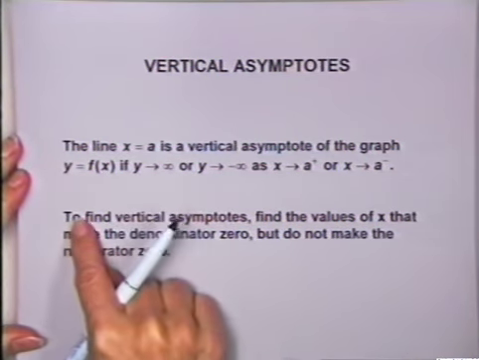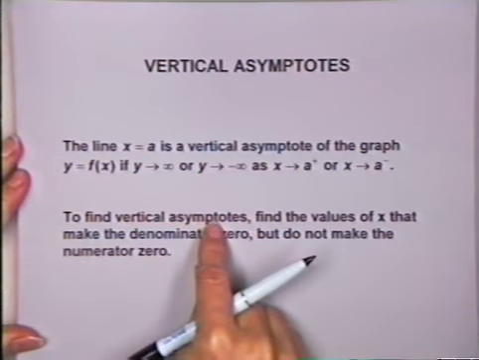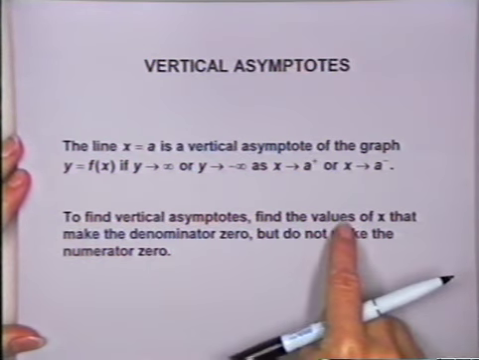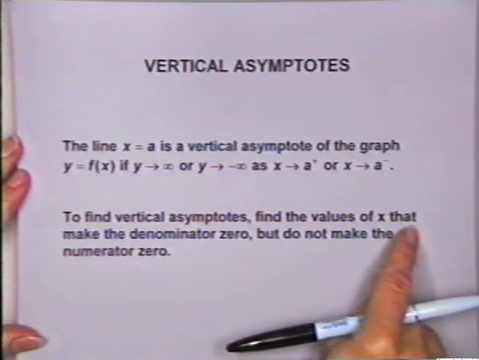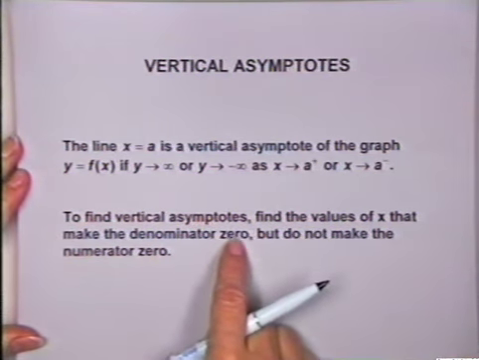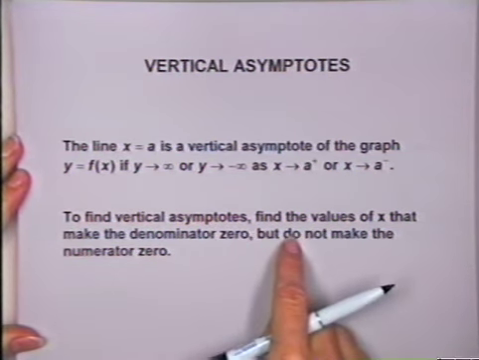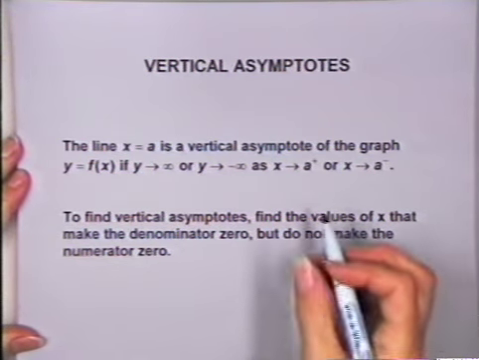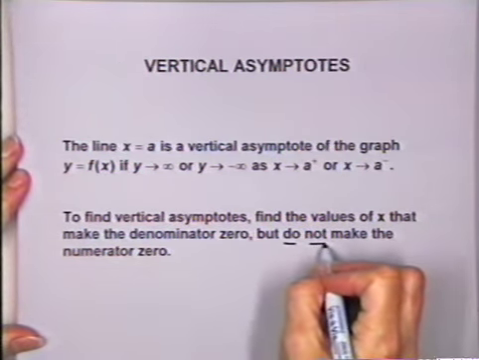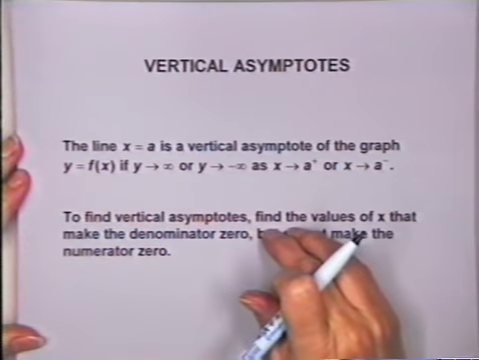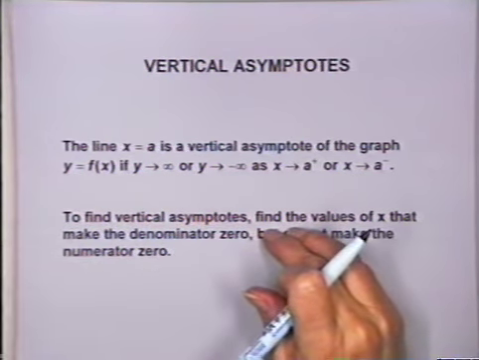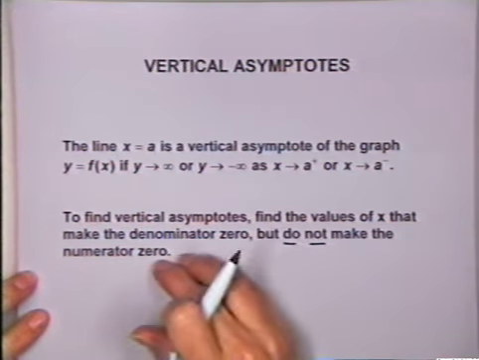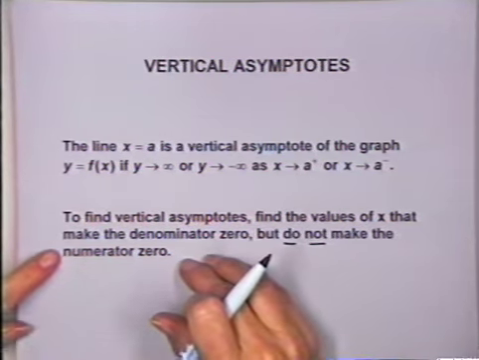Now, for us, this is important. To find vertical asymptotes, find the values of x that make the denominator 0 but do not make the numerator 0. I want to underline that "do not" right there. A lot of students stop with this first part. They find the values of x that make the denominator 0, but they forget to check this second part.